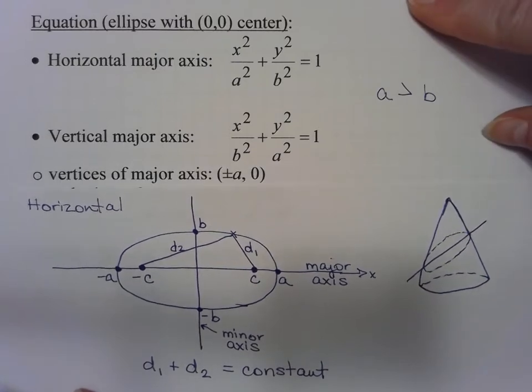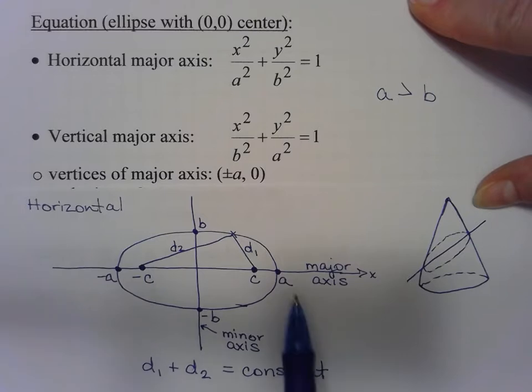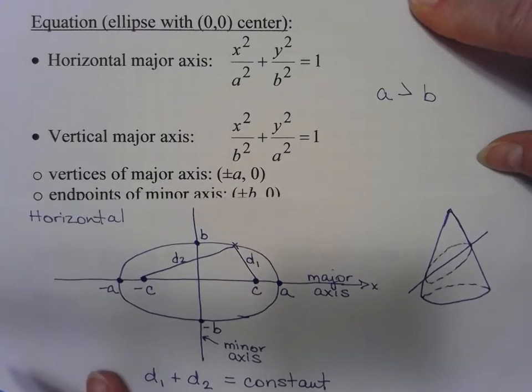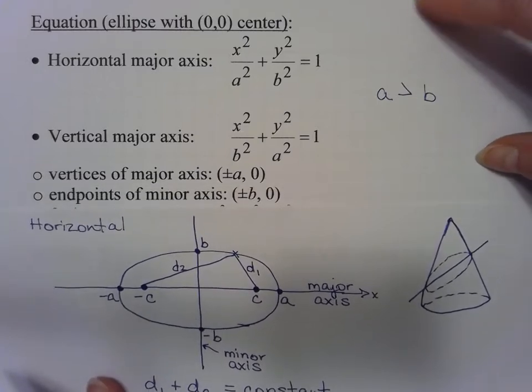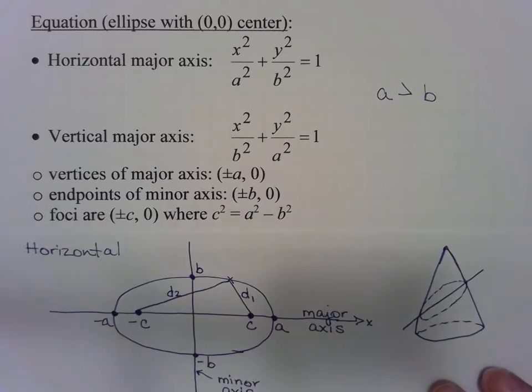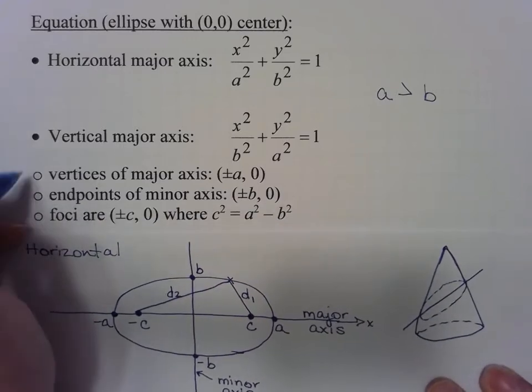Okay, and then we've jotted down the vertices, just like we said, at A and negative A. They're on the x-axis for this horizontal ellipse. The B and negative B are on the minor axis. I did not label this correctly. All of these should be for this.